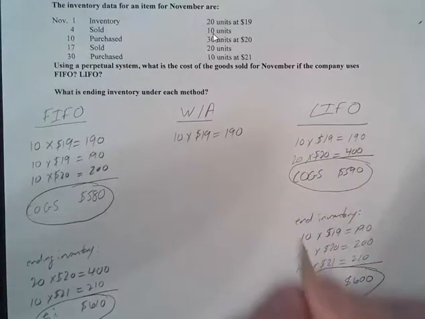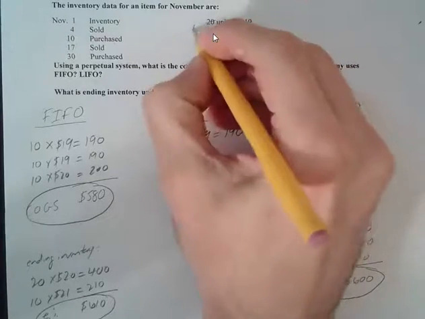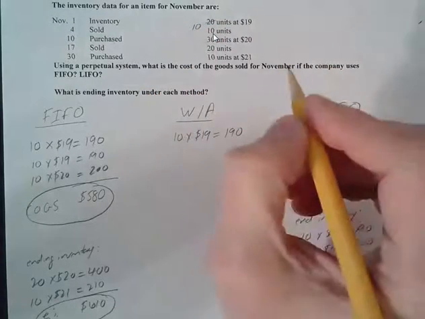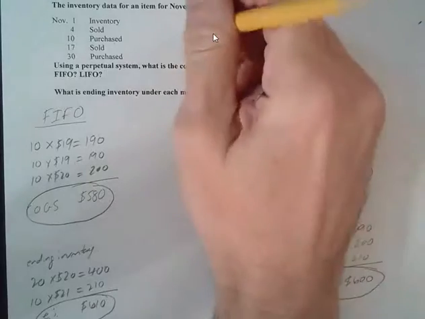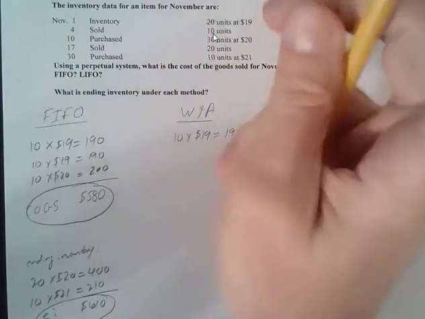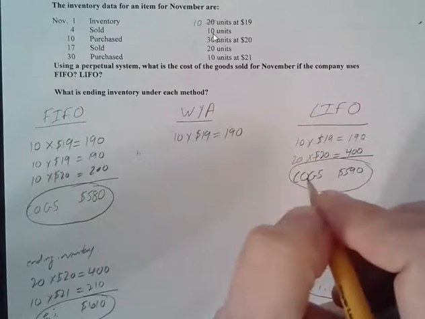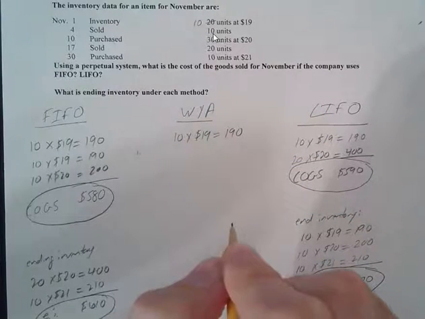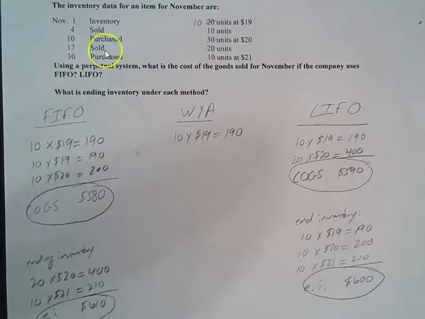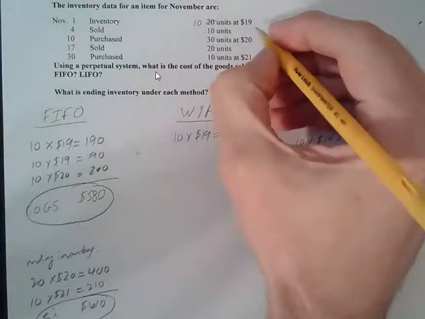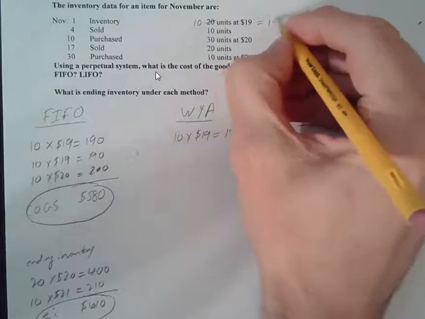Okay. And let me move that 10. That's kind of halfway in between there. Okay, so 10 units left. All right. Now we have to do something a little bit extra here. So what we're going to do is we're going to take this inventory and we're going to total it out.